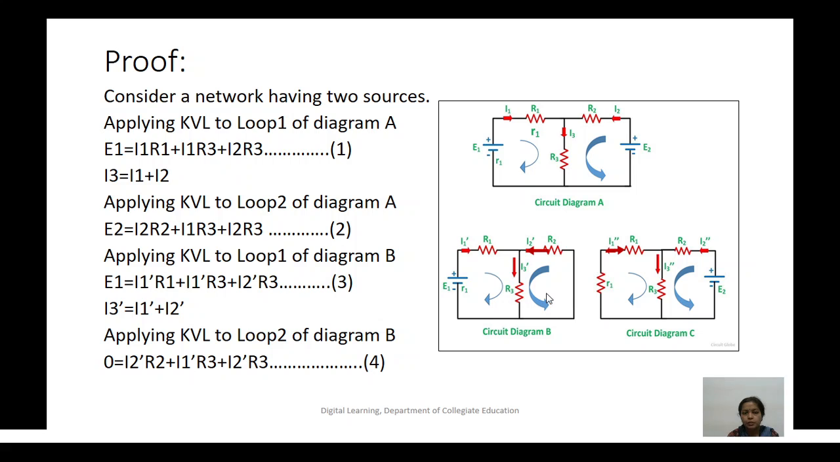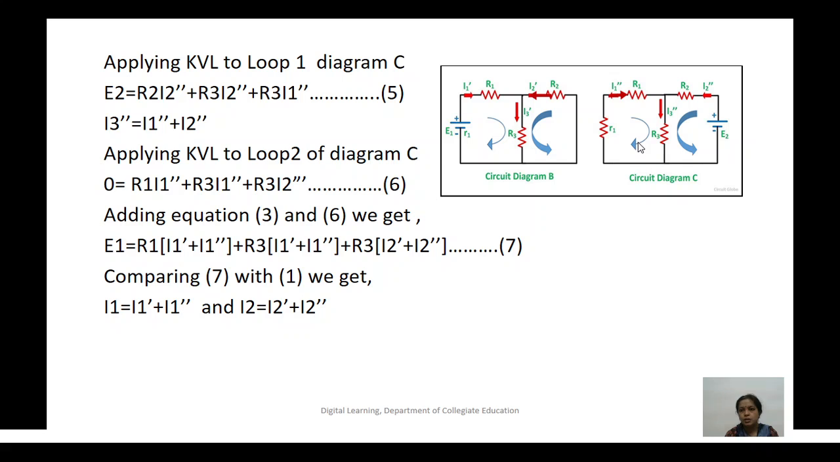And for the second loop, there is no source, so sigma E is 0. 0 is equal to I2 dash R2, again anti-clockwise direction we have taken as positive, plus I3 dash R3. I3 dash is again I1 dash plus I2 dash. So that forms equation 4. So we have applied KVL to diagram A and diagram B. Now apply KVL to diagram C.